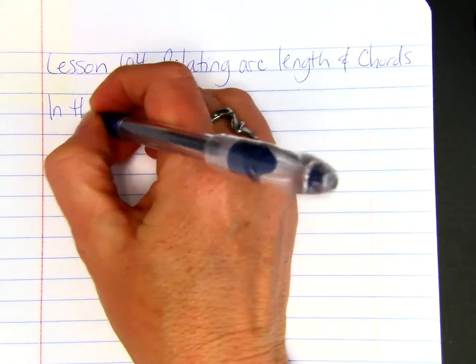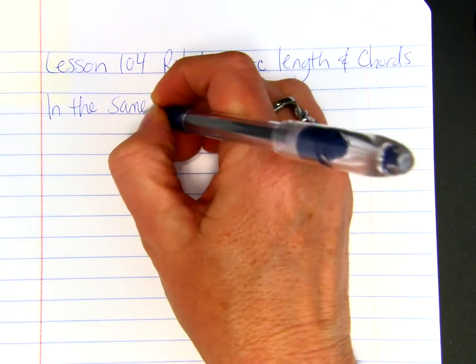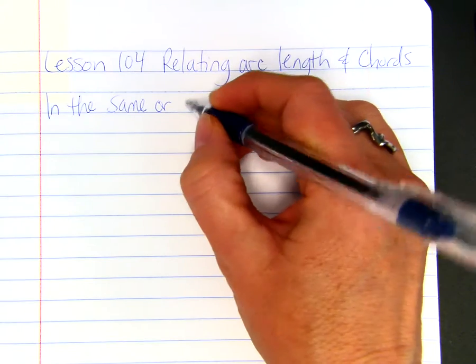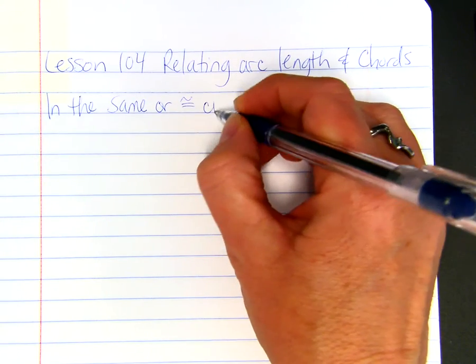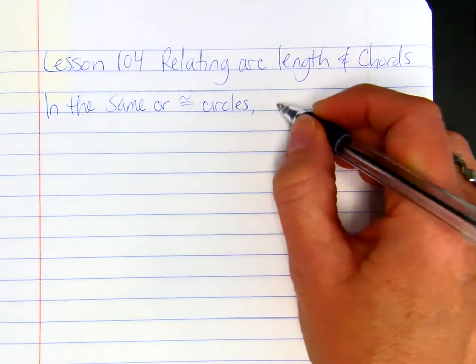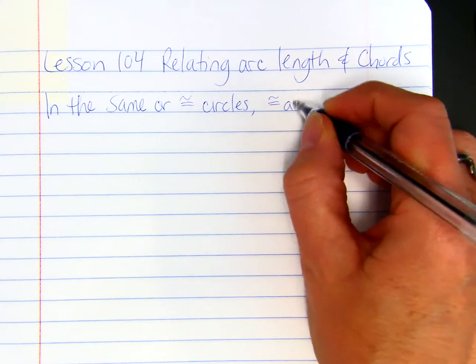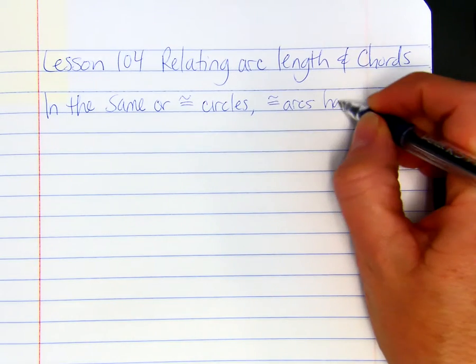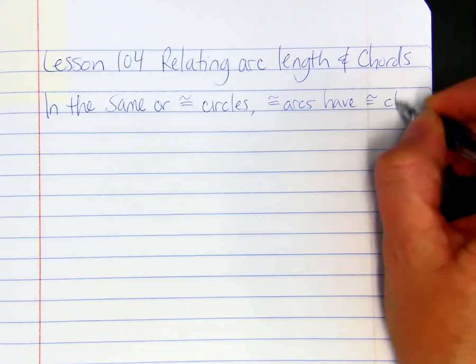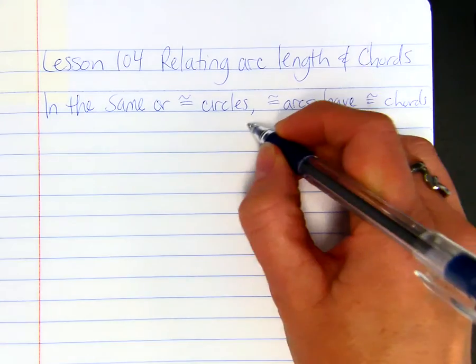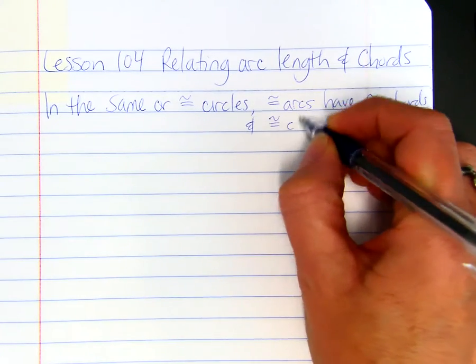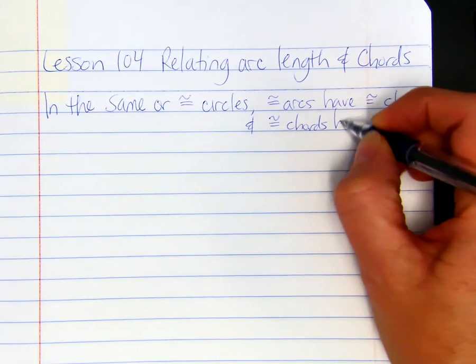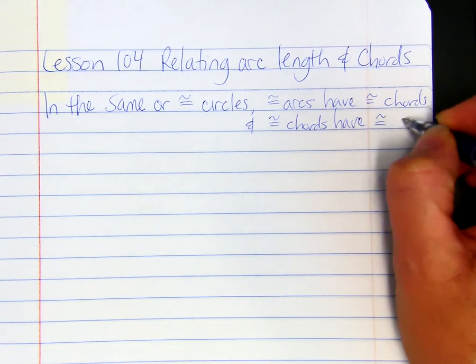So in the same or congruent circles, congruent arcs have congruent chords, and congruent chords have congruent arcs.